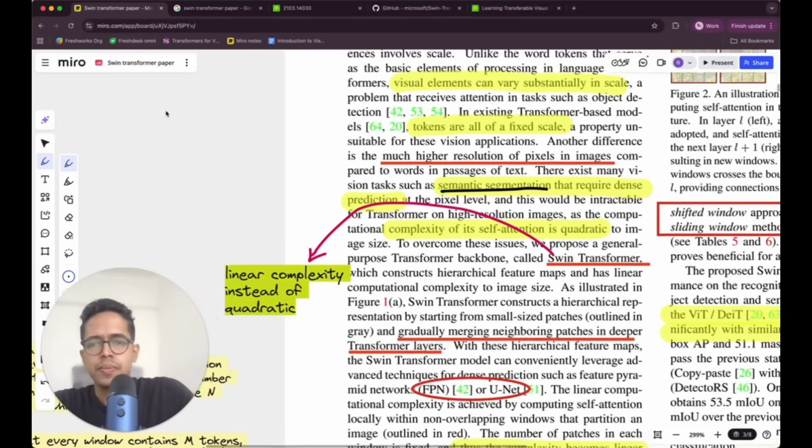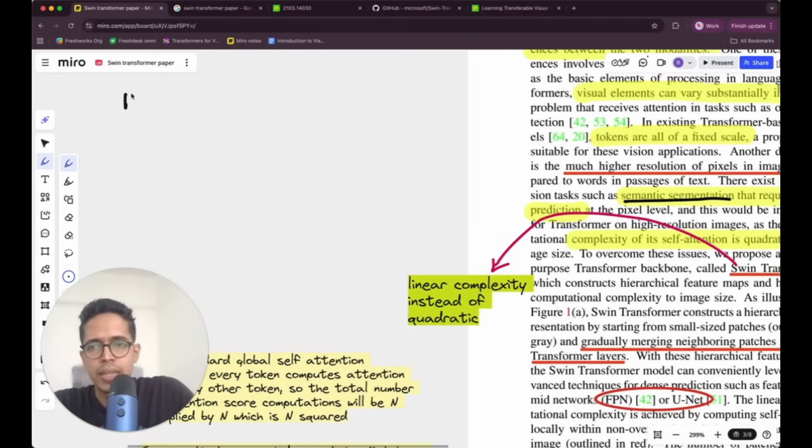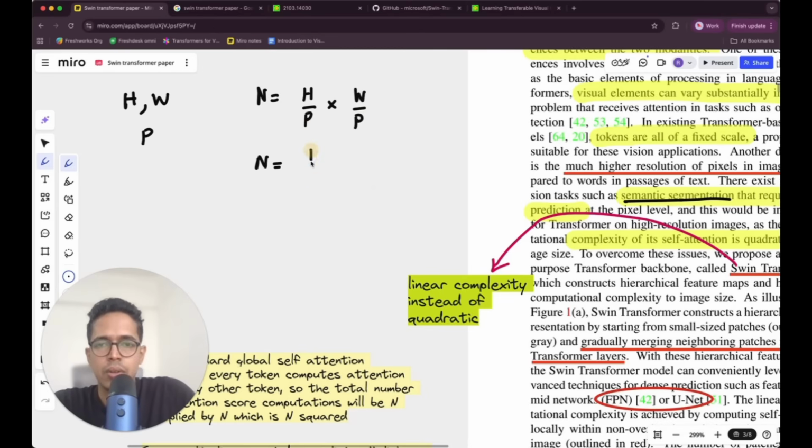Because let's say you have an image of size height H and width W and patch size is P. Totally, how many patches do you have? N equal to, along the height you have these many patches, along the width you have these many patches. So total number of patches or total number of tokens is HW by P square. What is HW? Number of pixels along the height multiplied by number of pixels along the width, which is equal to total number of pixels in the image, correct? So this HW is the size of the image in terms of total number of pixels.